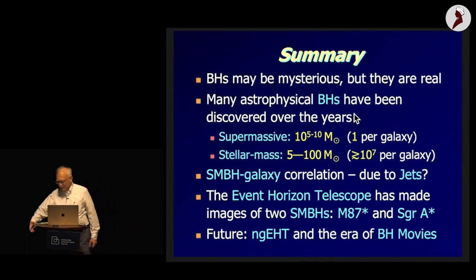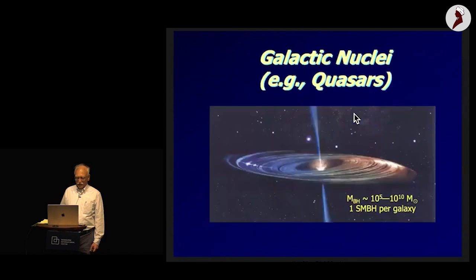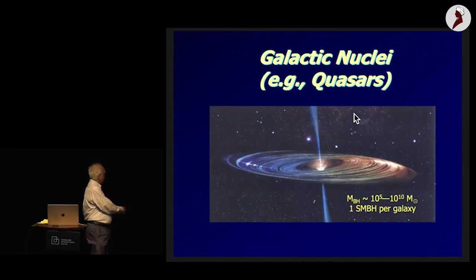Yes, so let's go back to this picture. The process itself is basically this: gas gets trapped by the gravity of the black hole. It goes into orbit, and then through frictional forces it slowly spirals in and falls into the black hole.